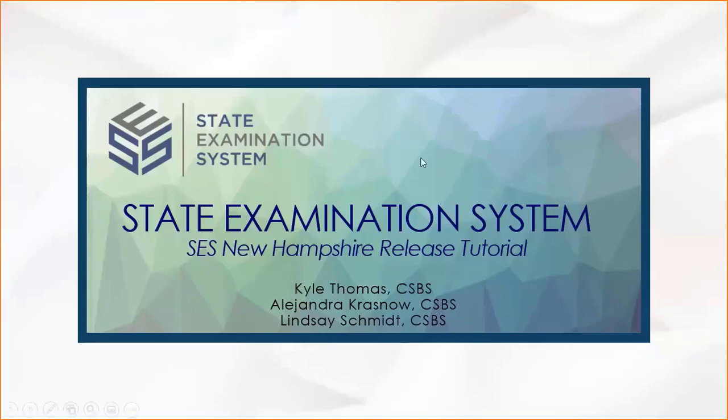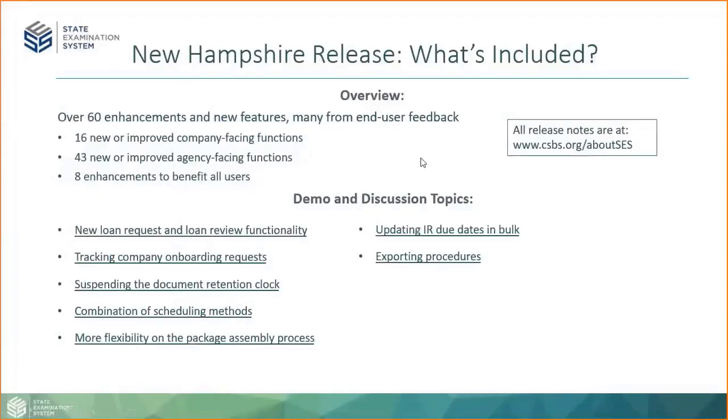So to get us started, what's included in the New Hampshire release? Well, this is 2 iterations worth of work, and iterations may not mean anything to you, but those are our increments of development. And in those 2 iterations, we've accomplished over 60 enhancements, new features, a lot of which came from end user feedback. There are 16 company-facing functions that are new or improved, 43 for agencies. So agencies by far have the lion's share of the new features and functions, and then 8 of them benefit everybody. Those are just general enhancements and benefits.